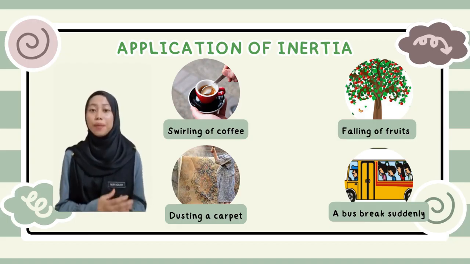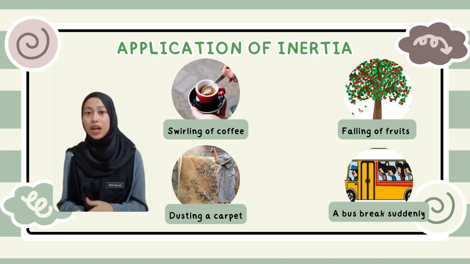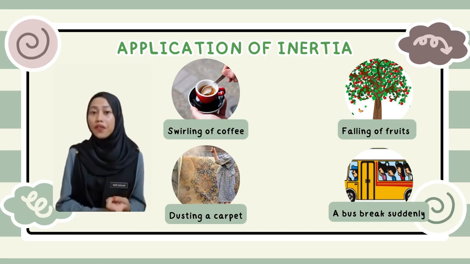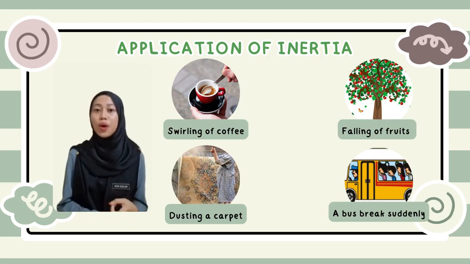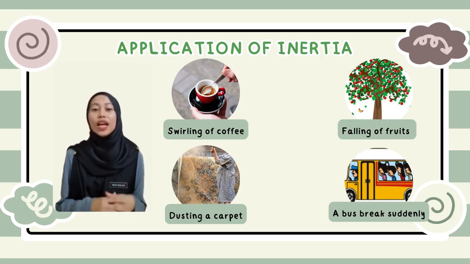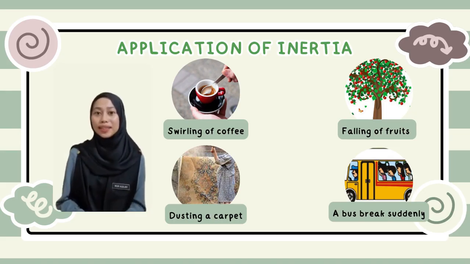Inertia has many applications in daily life, both positive and negative. For example, swirling of coffee, dusting a carpet, falling of fruits, and the last one, a bus suddenly brakes. Now let's discuss together one by one.